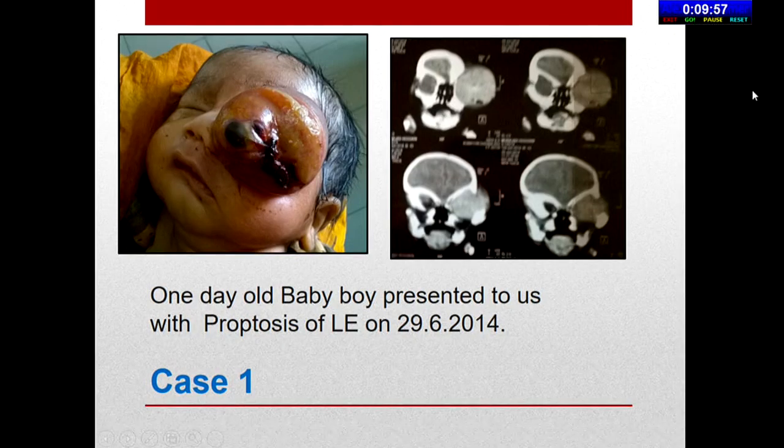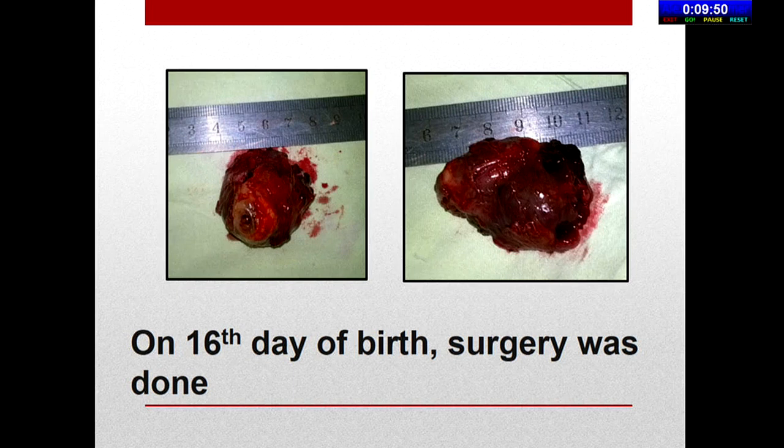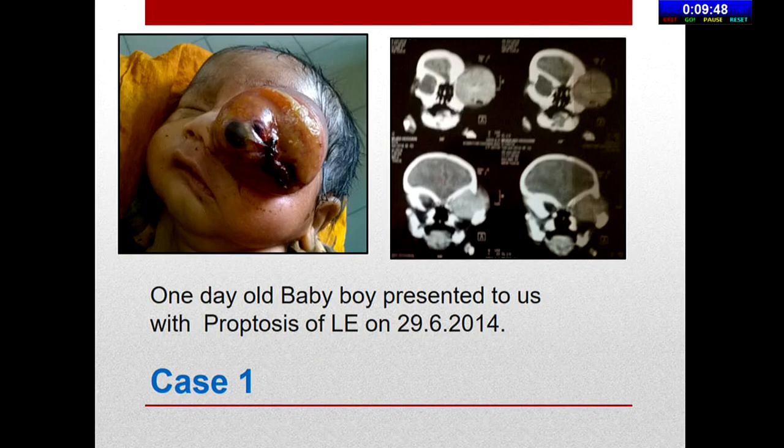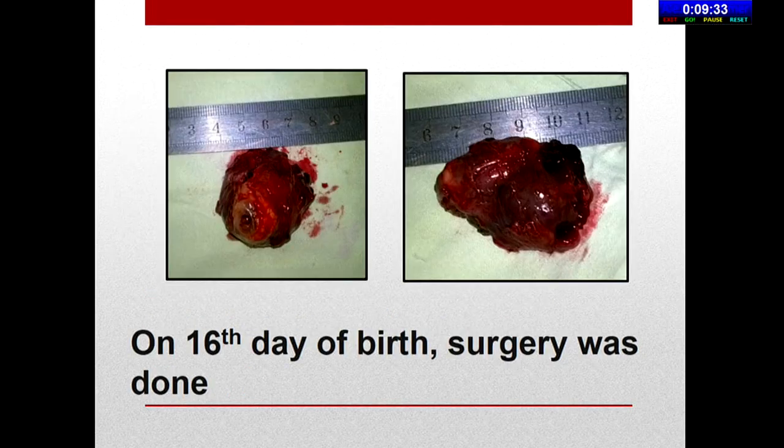So this is a story about a 1-day-old boy who presented to us with huge proptosis. You can see in the CT scan how big the growth was. And then on the 16th day of the birth, we had to do the surgery, and we had no other option other than to excise the whole of the eyeball.